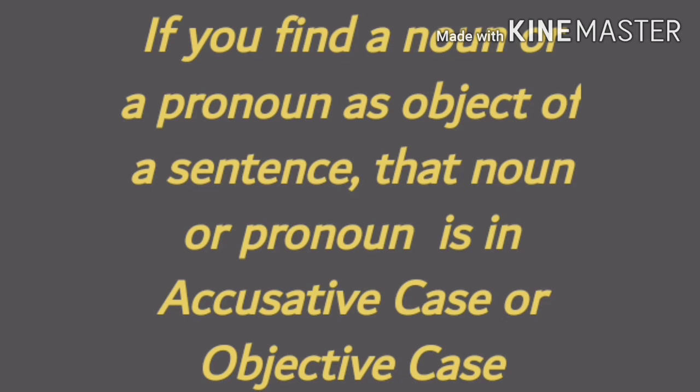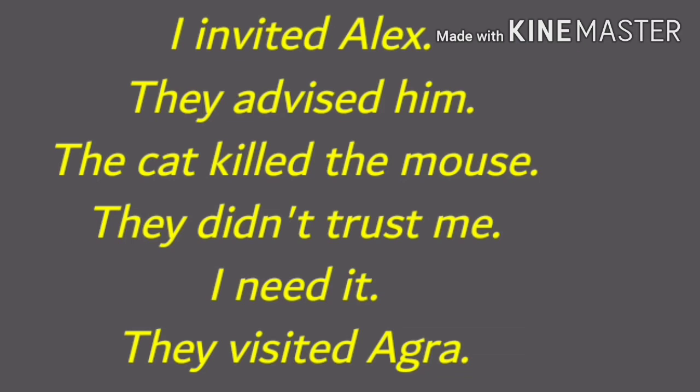Here are a few examples, and it will make this accusative case clearer to you. Look at the first example. I invited Alex. In this sentence, Alex is the object, and you know it's a noun, so it is in objective case or accusative case. Next sentence, they advised him. Him is the object of this sentence and him is a pronoun. So it is an accusative case or objective case. The cat killed the mouse. Here the mouse is the object, the mouse is a noun, so it is an accusative or objective case. They did not trust me.